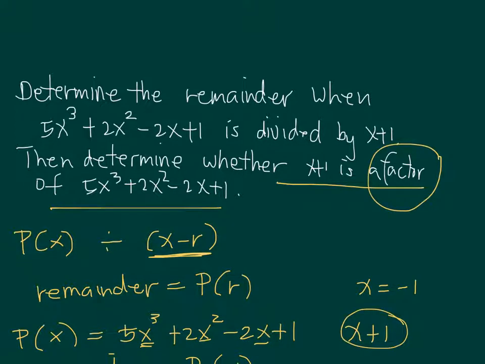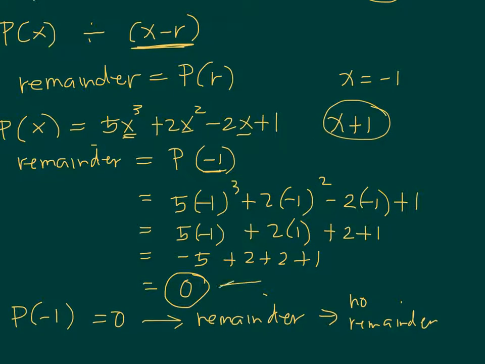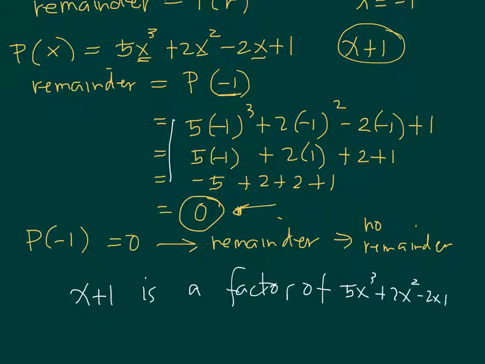Now, to be a factor of a given polynomial, the condition is that the remainder should be 0. Okay? And that is the case here. The remainder is 0. Hence, to answer the other question, we say that x plus 1 is a factor of the polynomial 5x cubed plus 2x squared minus 2x plus 1. And that solves the problem.